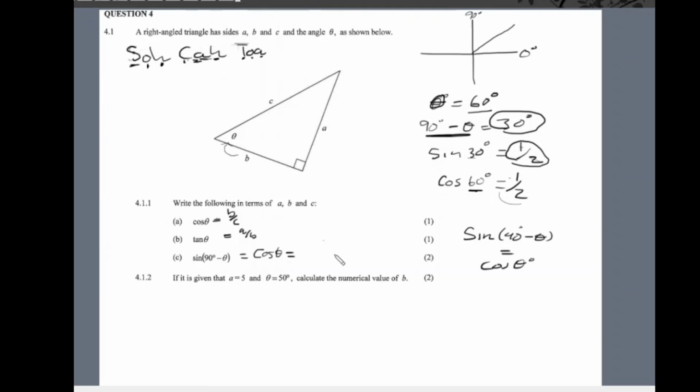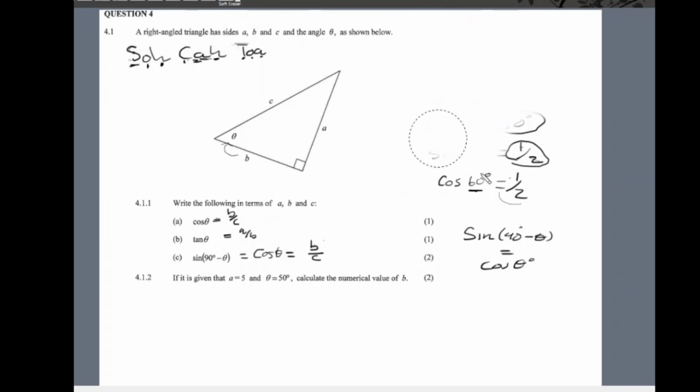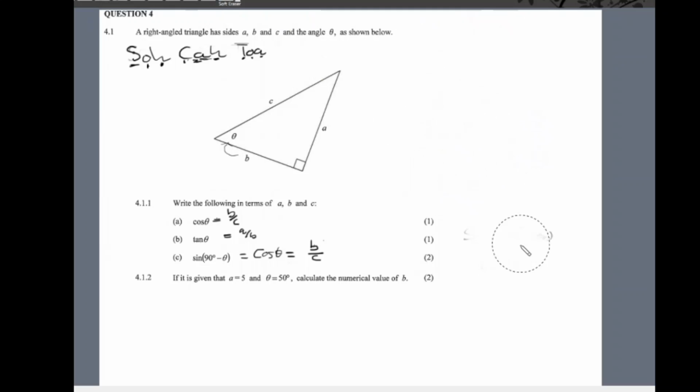So cos theta, going back to SOHCAHTOA, cos is adjacent over hypotenuse. So cos theta will be B over C, right? And then it says here 4.1.2, given that A is equal to 5 and theta is 50 degrees, calculate the numerical value of B.